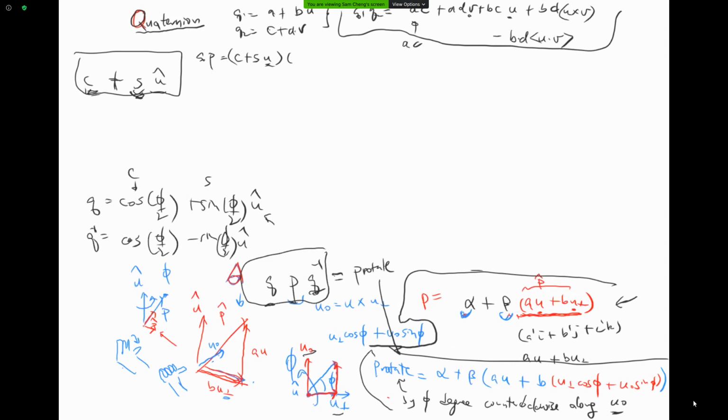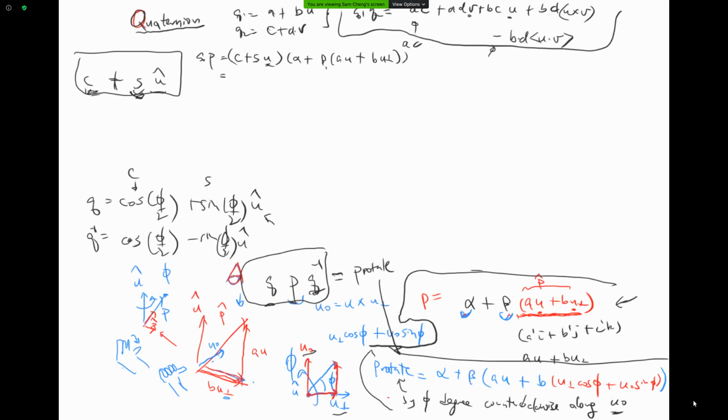And my P here is alpha plus beta times AU plus BU perpendicular, right? So it's just like that. So now I can use this equation here.